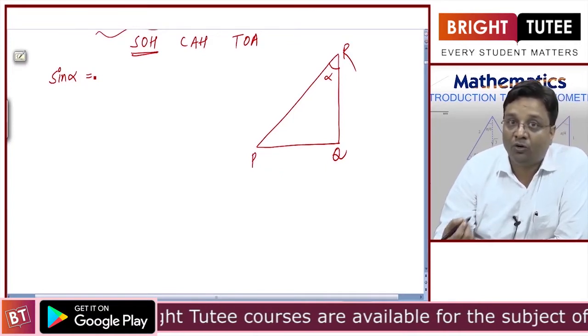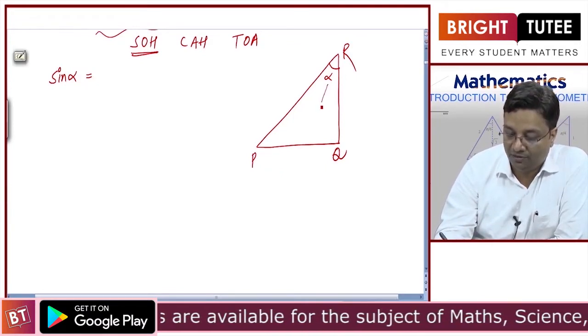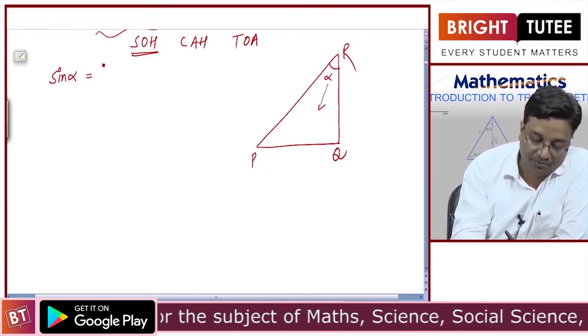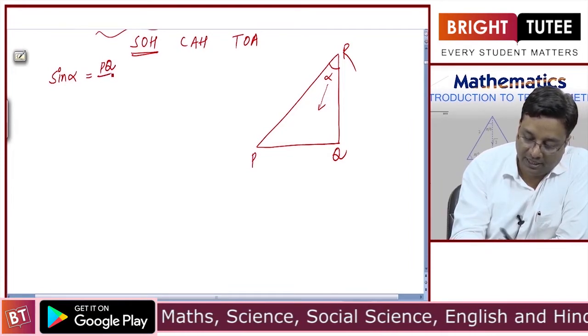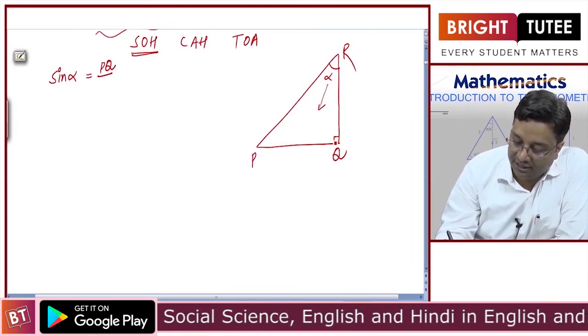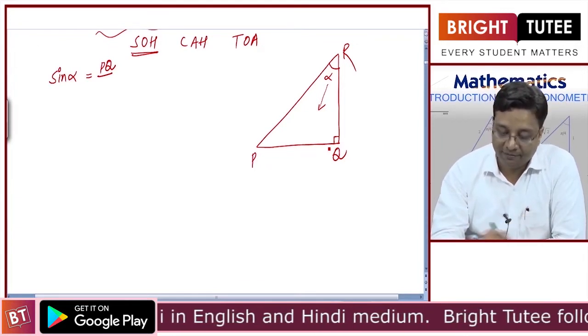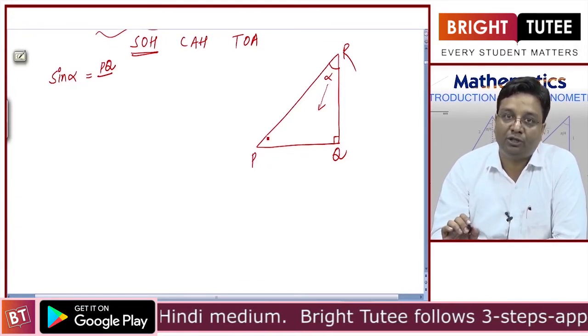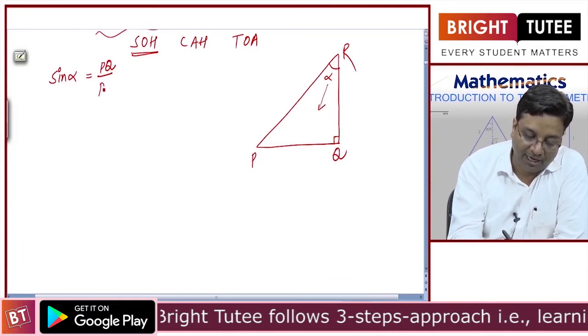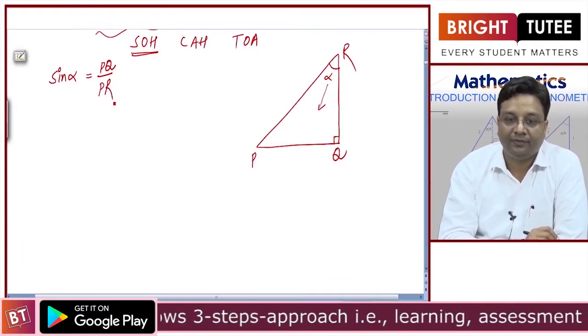Now what is the opposite side, opposite to alpha? It is PQ. And what is the hypotenuse? This is the right angle, right? Angle Q is the right angle here. So PR is the hypotenuse, right? So PQ by PR. Okay.